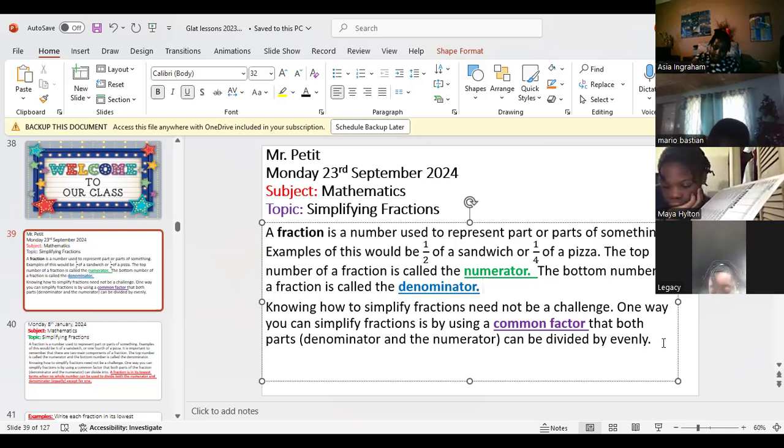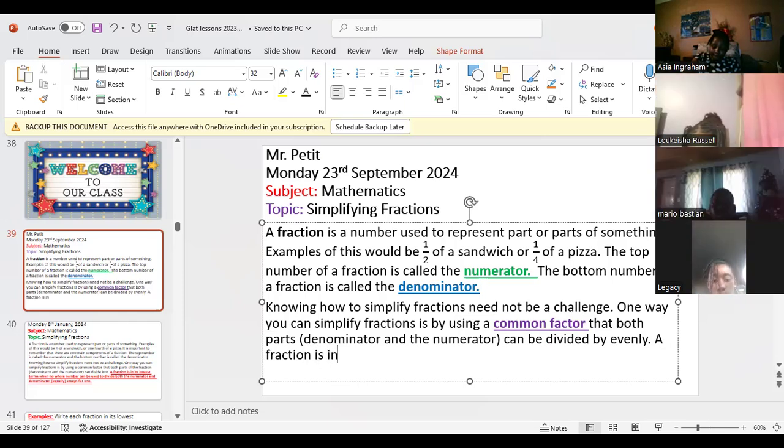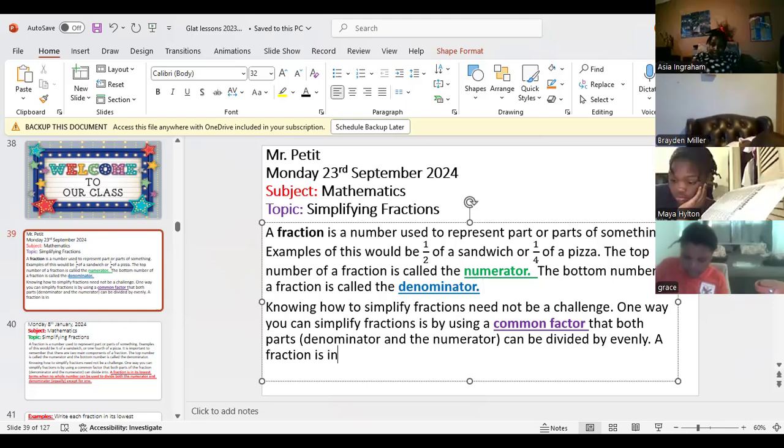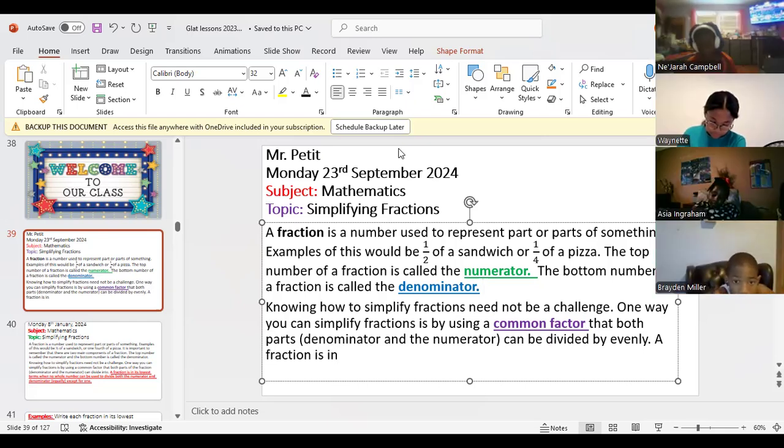Now, when we say a fraction is in lowest terms, what does it mean for a fraction to be in lowest terms? It's simplified. Who said that? It's in its simplest form, right? That's what we mean by the fraction is in its lowest terms. That means that you can't find any other number that could go into it, except for one.